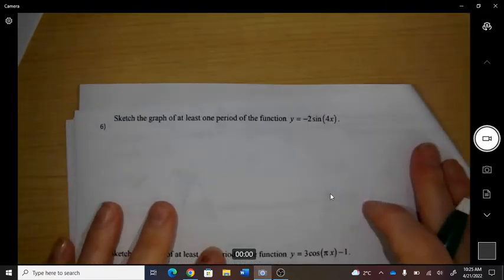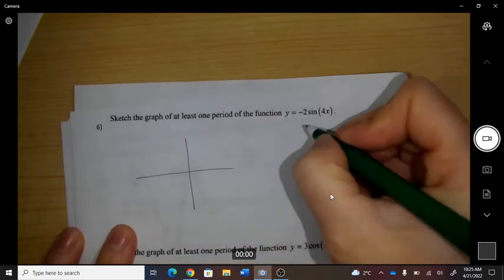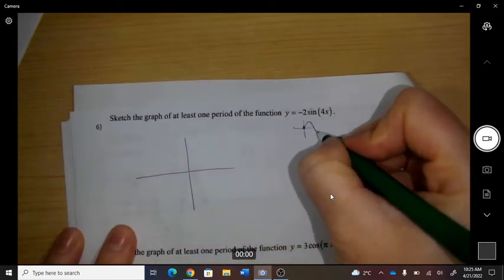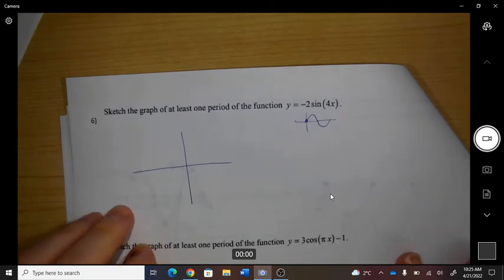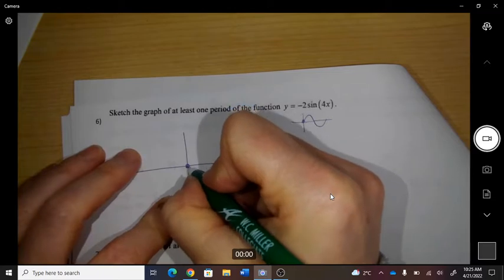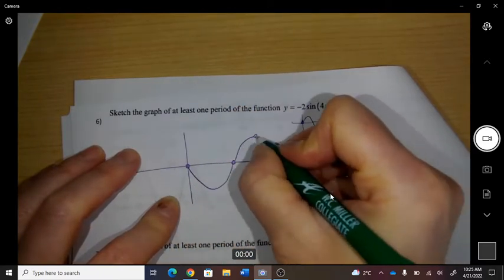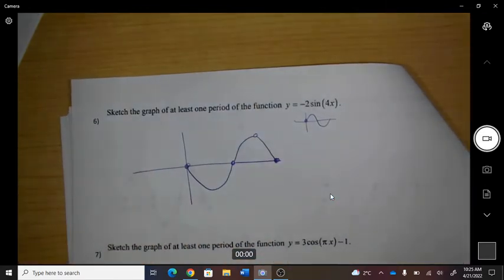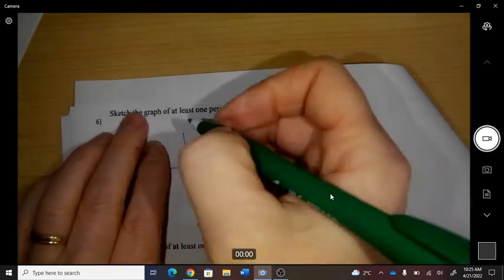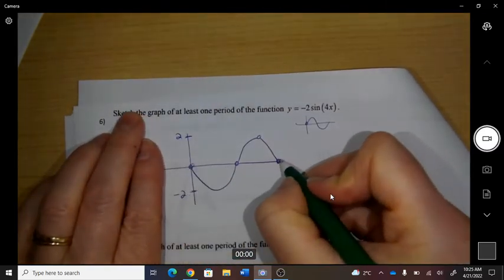Graphing one period of this sine function. A sine function normally starts at the middle heading up, like so, but I'm going to reflect that shape because I see a negative a. So do you see how I reflected it? See the reflection? So now this is going to be up at 2, down at -2.